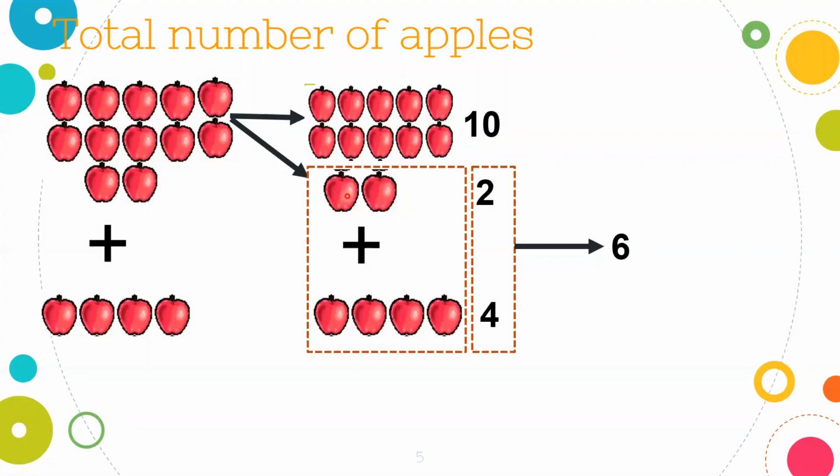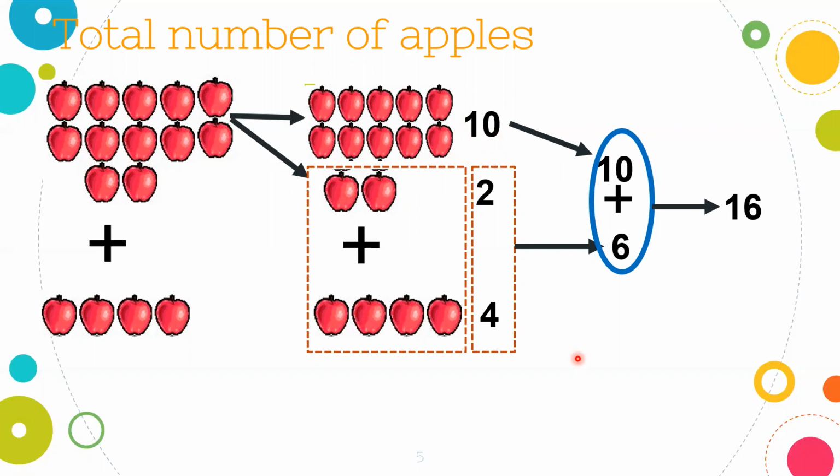After we have got 6 apples, you see we are left with 10 apples here. Next step, we will be adding this 10 and 6. 10 plus 6, we will be adding. We will get the total number of apples as 16.